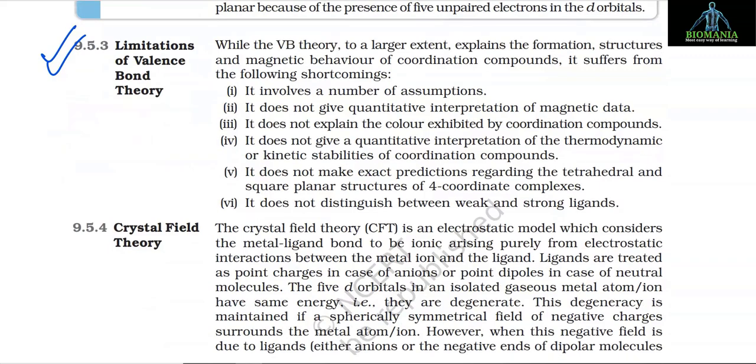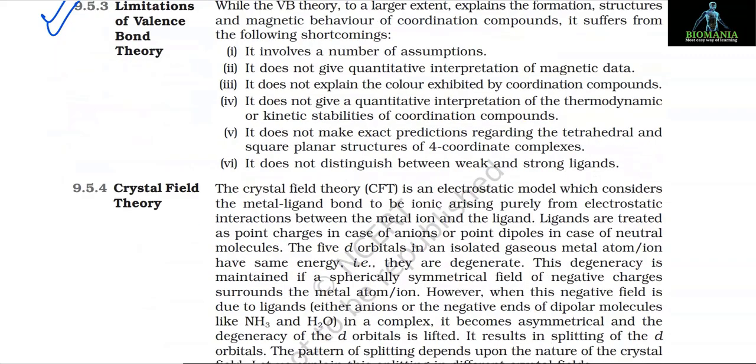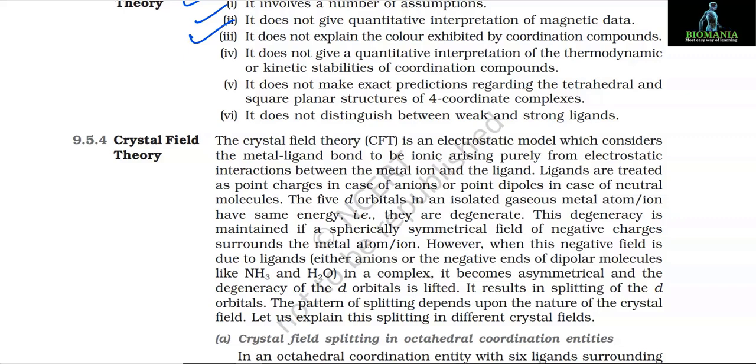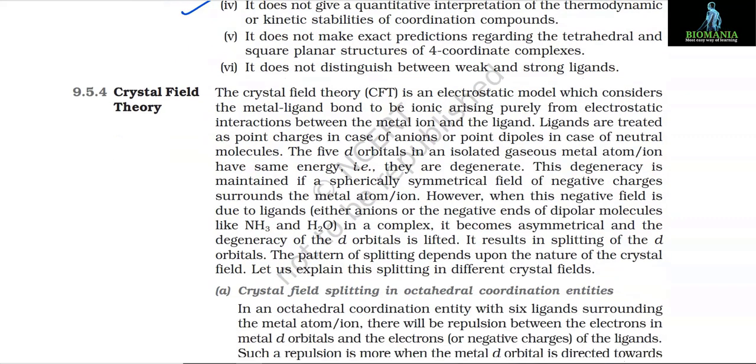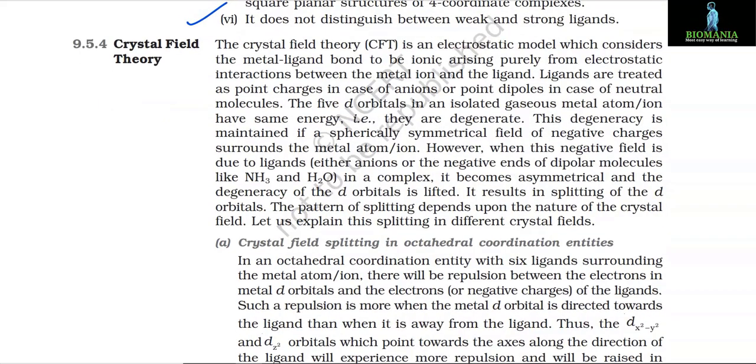9.5.3 Limitations of valence bond theory. While the VB theory to a larger extent explains the formation, structures and magnetic behavior of coordination compounds, it suffers from the following shortcomings. Number 1, it involves a number of assumptions. Number 2, it does not give quantitative interpretation of magnetic data. Number 3, it does not explain the color exhibited by coordination compounds. Number 4, it does not give a quantitative interpretation of the thermodynamic or kinetic stabilities of coordination compounds. Number 5, it does not make exact predictions regarding the tetrahedral and square planar structures of 4-coordinate complexes. Number 6, it does not distinguish between weak and strong ligands.